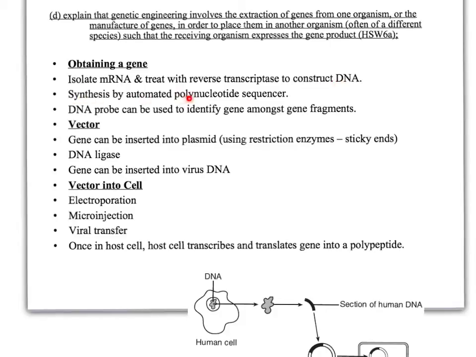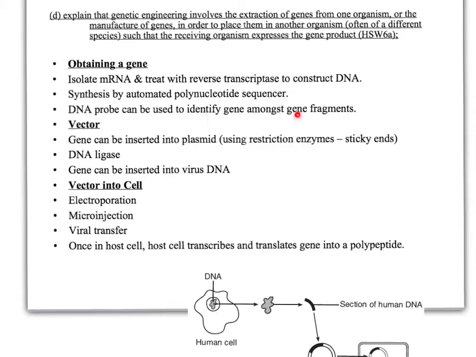Another way, which is quite common these days, is using an automated polynucleotide sequencer, which is a machine which we can actually program to make a piece of DNA with a specific base sequence on it. So as long as we know what the base sequence of our gene is, we can use one of these automated polynucleotide sequencers to make our piece of DNA for us.